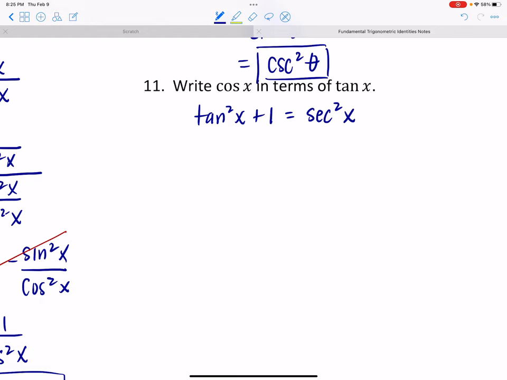Okay, so let's go ahead and leave this tangent squared x plus 1 alone for a second. Secant, again, is the reciprocal of cosine. So I can call... Oh, that's why I did this this way. So I can make secant squared 1 over cosine squared. Yeah, my brain was not working for a second.